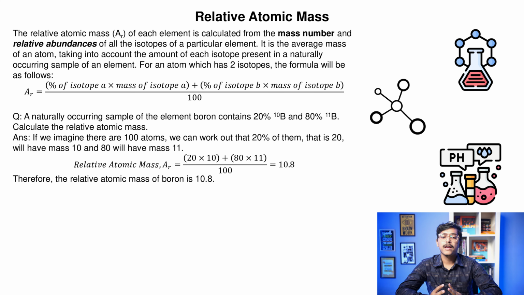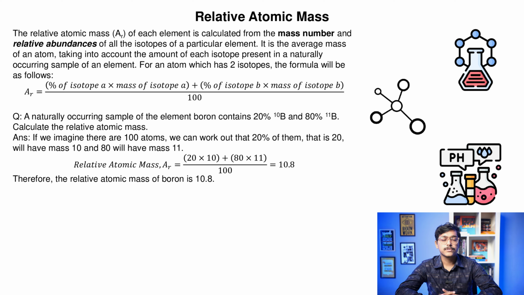The relative atomic mass of each element is calculated from the mass number and the relative abundances of all the different isotopes of a particular element. It is the average mass of an atom taking into account the amount of each isotope present in a naturally occurring sample of the element. For an atom which has 2 isotopes, the formula is shown below.